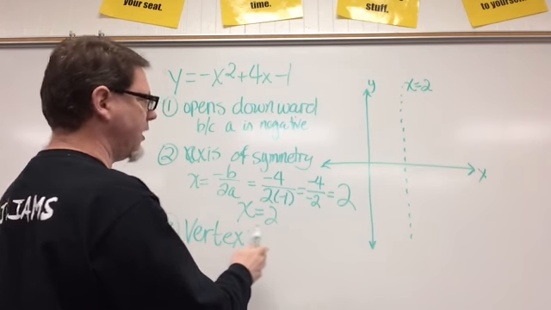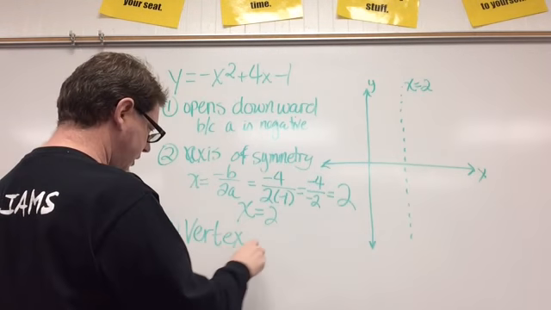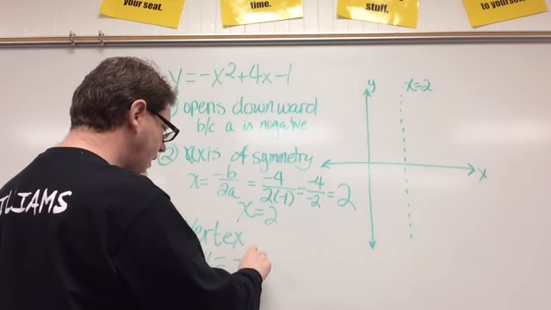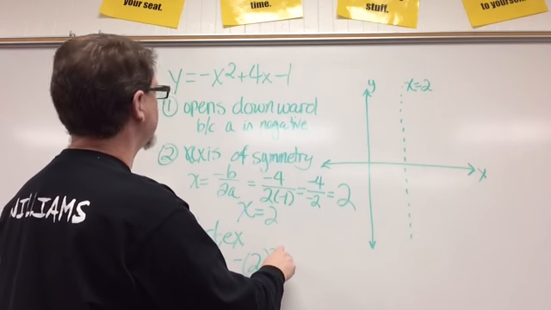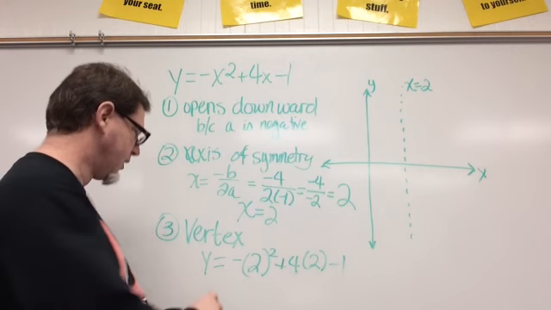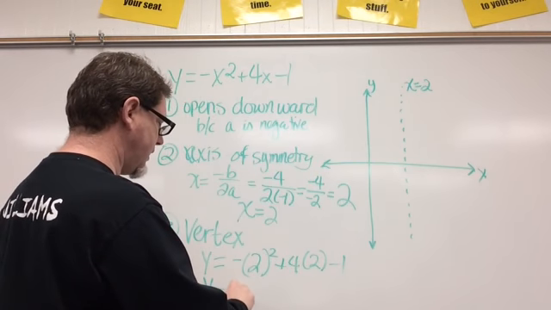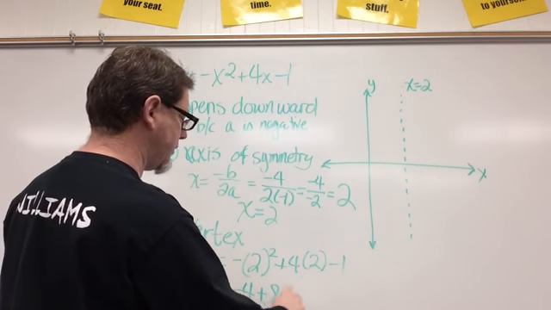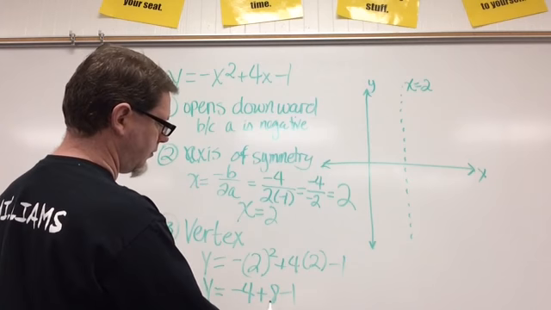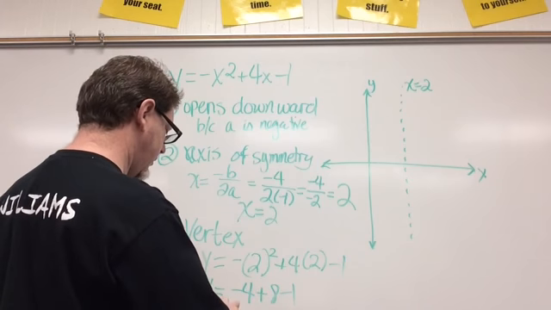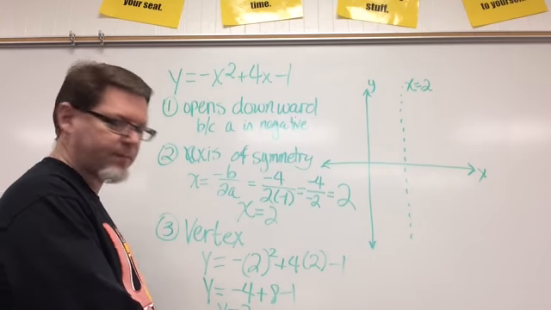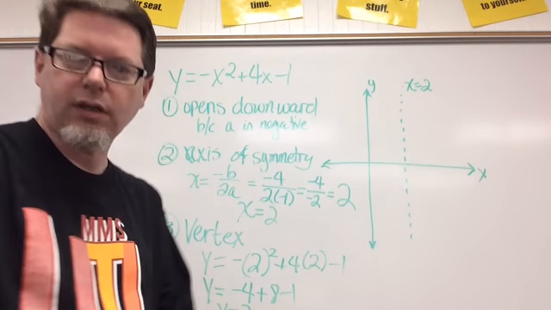So I'm going to plug in 2 for x, so I have y equals the negative of 2 squared plus 4 times 2 minus 1. So I have y equals negative 4 plus 8 minus 1. And that equals 4 minus 1 is 3. Y equals 3. So my vertex is, and let me fix the camera just a little bit.